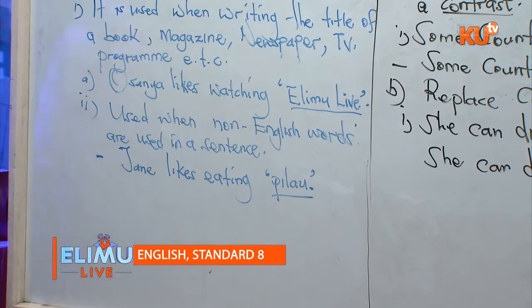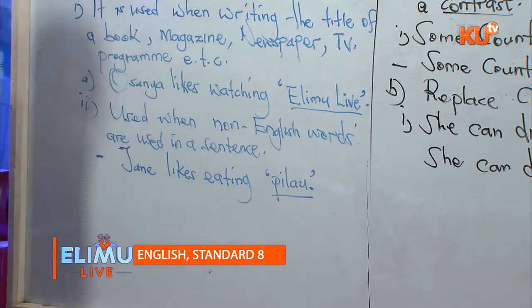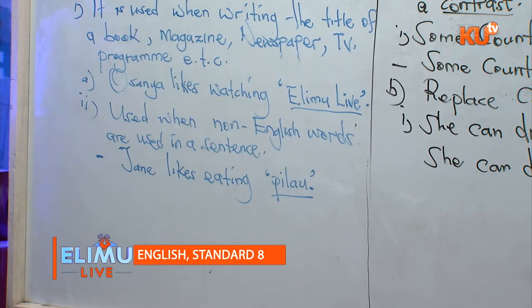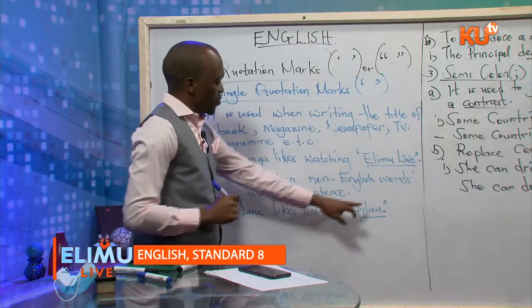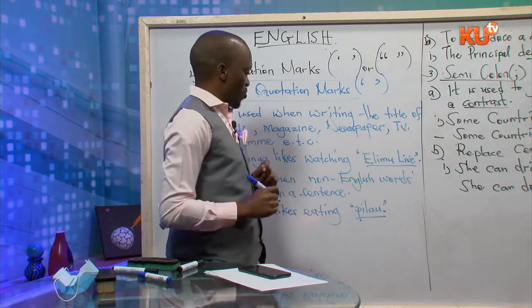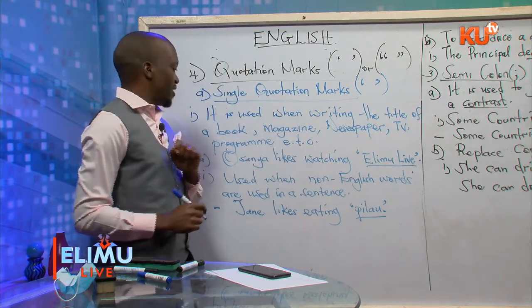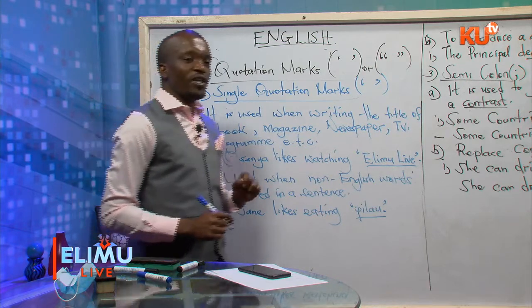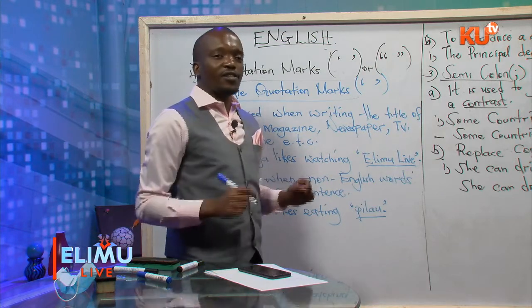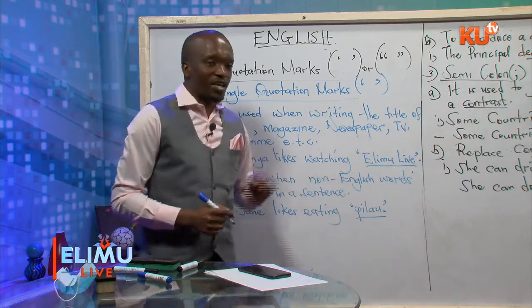So pilau here is not an English word. That is why we've given it single quotation. And it is not always advisable for learners to insert non-English words in English sentences. You just use it when you've reached the last limit. When you cannot do anything beyond that, that is when this one will be acceptable.